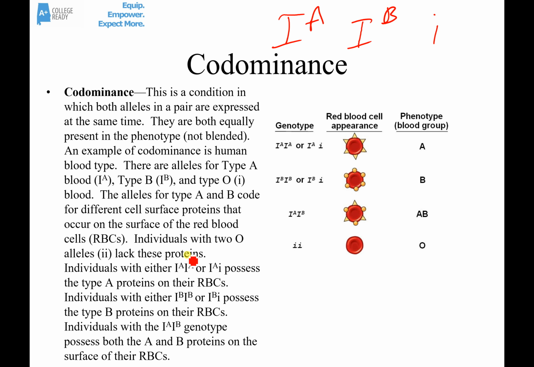Individuals with two A alleles or one A and one O allele end up with the type A proteins on their red blood cells. Individuals with two B alleles or one B and one O allele end up with the type B proteins. But individuals with a type A and a type B allele end up with both the A proteins and the B proteins. They don't end up with a protein that's intermediate between A and B. They end up with A and B proteins separately.